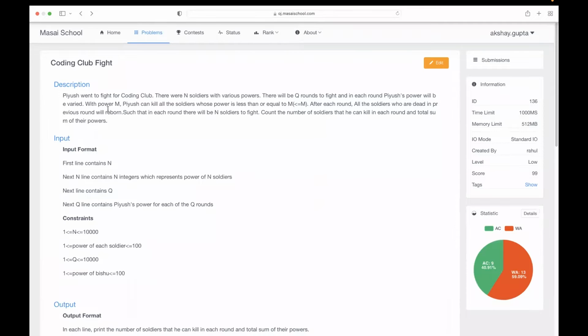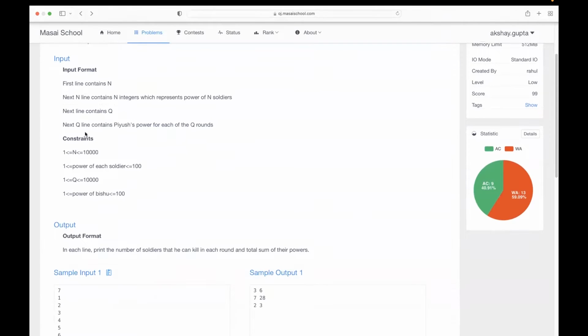So with power M, Piyush can kill all the soldiers whose power is less than or equal to M. After each round, all the soldiers who are dead in the previous round will be reborn, such that in each round there will be n soldiers to fight. So we need to count the number of soldiers that he can kill in each round and the total sum of their powers. Let's have a look at the input also.